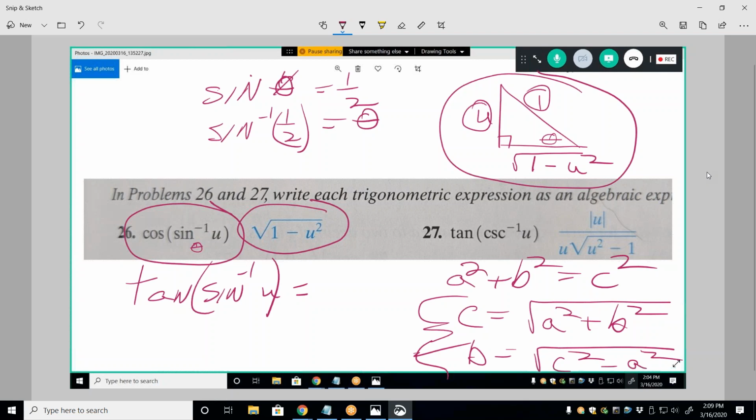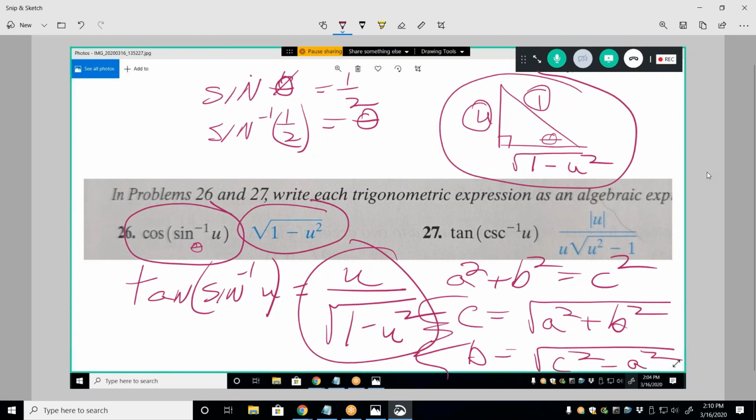Opposite over adjacent, so u over the square root of 1 minus u squared. Square root of 1 minus u squared? Yeah, it's as simple as that. In other words, once you've drawn the triangle and know where theta is, then you can do any of the trig functions. Okay. And we can use the same technique.